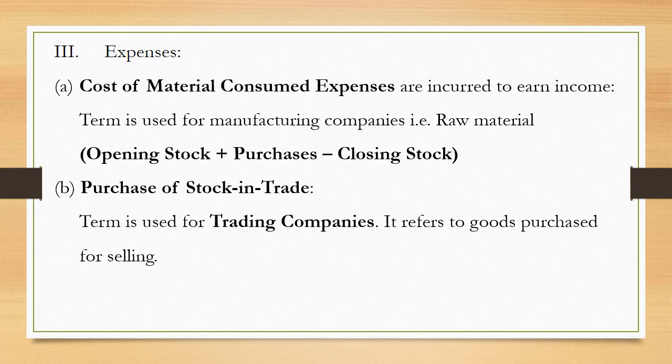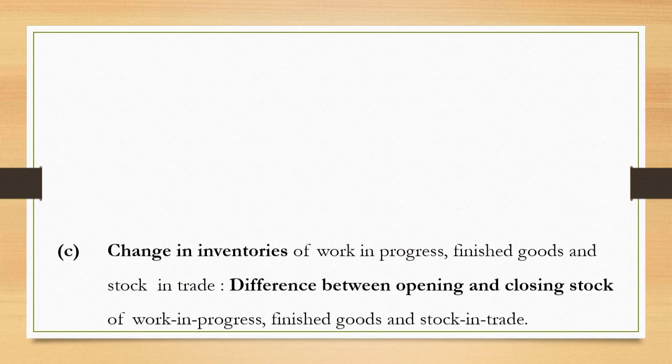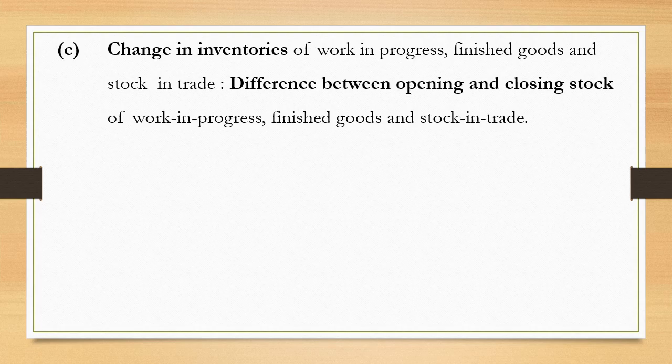Second item under expenses is purchase of stock in trade. This term is used for trading companies. This refers to goods purchased for the purpose of sales. Next heading under expenses is changes in inventories. When you talk about inventories, it will include work in progress, finished goods, and stock in trade. We are going to have the change over here. So for that, we need to calculate the difference between the opening and the closing stock of work in progress, finished goods, and stock in trade.